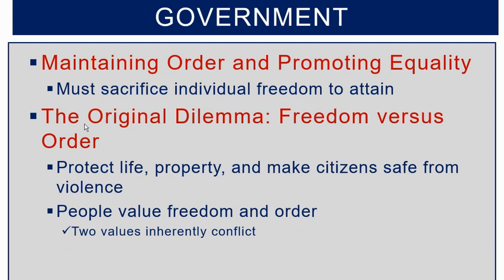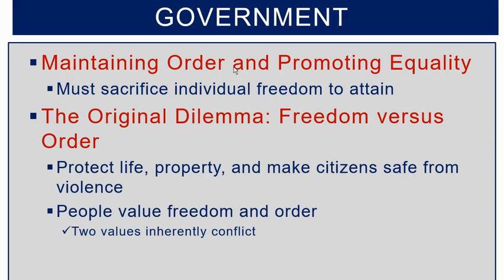Now, government has two dilemmas. A dilemma refers to a difficult decision to make. Dilemma literally means two horns. In other words, you have one decision or another decision, and they don't really mesh together, but you've got to decide one. If government is going to maintain order and promote equality, there's a problem. That's a dilemma.